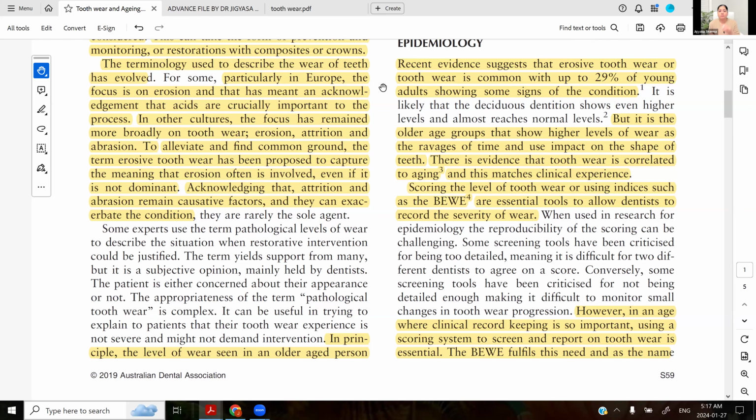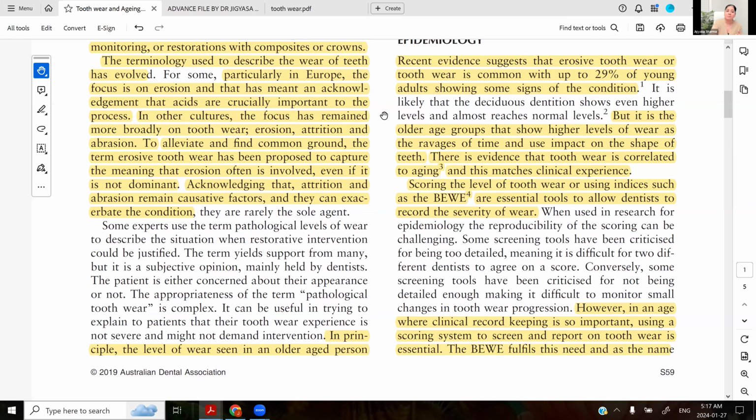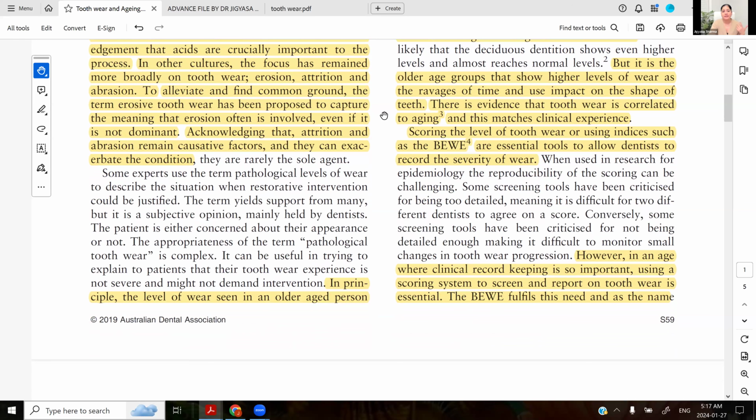Yes? So the focus is mostly on erosion, and that has meant an acknowledgement that acids are crucially important to the process. In other cultures, the focus has remained more broadly on tooth wear, like erosion, attrition, and abrasion. But to find common ground, the term erosive tooth wear, which we read in Sturdivant as well, has been proposed to capture the meaning. The term is called erosive tooth wear because erosion is considered the predominant underlying cause, right? Even if it's not the dominant way the teeth will present.